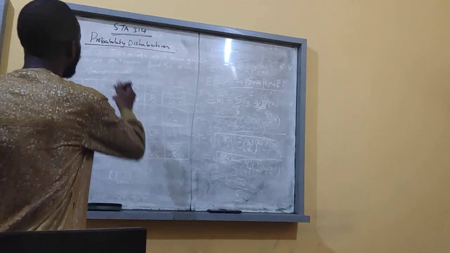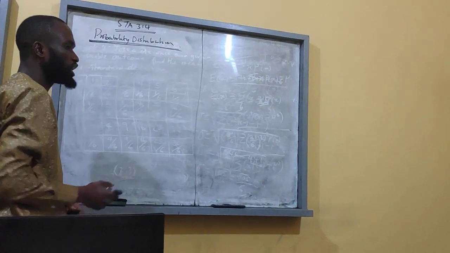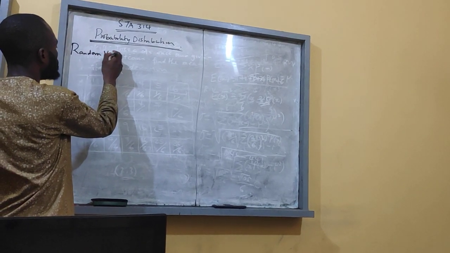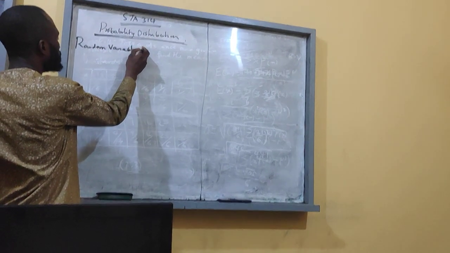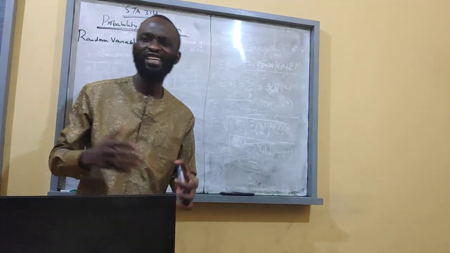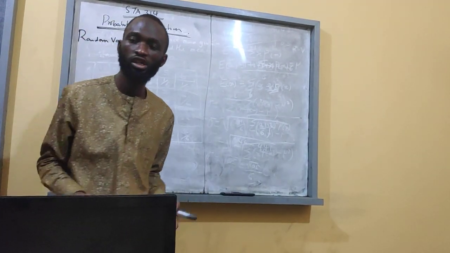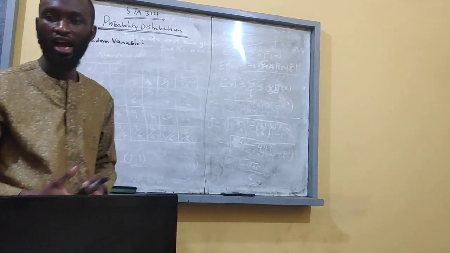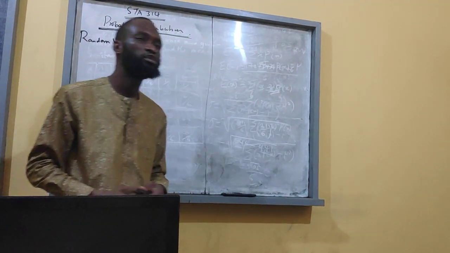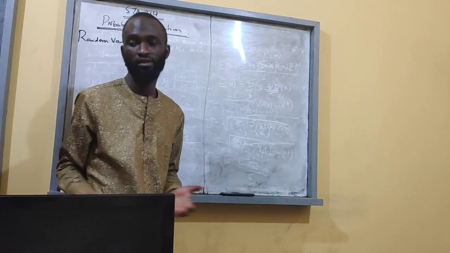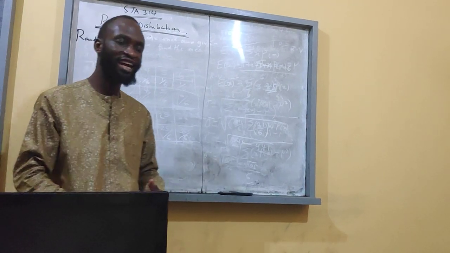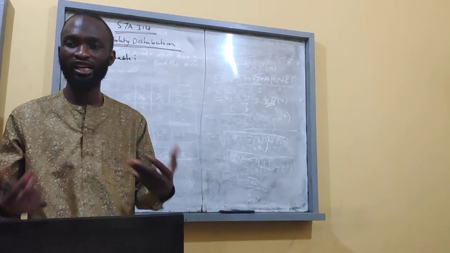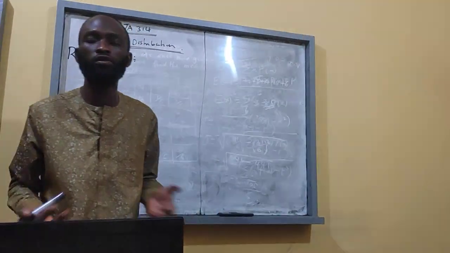now under probability distribution, the first thing we are going to talk about is what is called random variable. When you say random variable, it is an experimental variable in which your outcome is going to be what? A countable outcome, or what you can list out. For example, if I toss a die, something will happen. I can get one, I can get two, I can get three, I can get four, I can get five, I can get six. That is an example of a random variable.